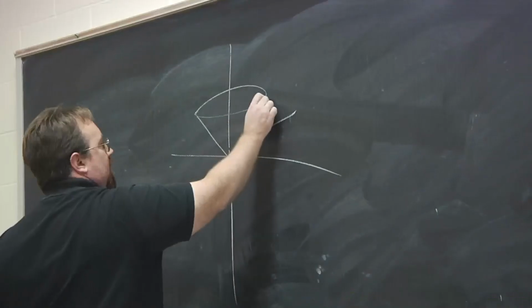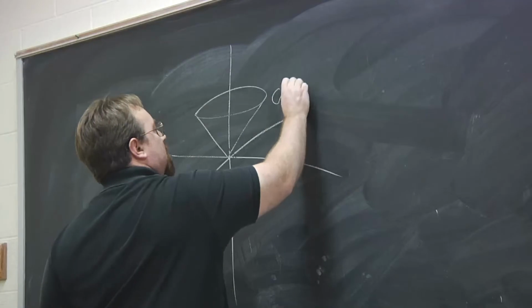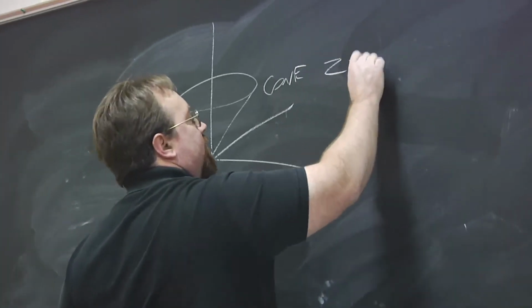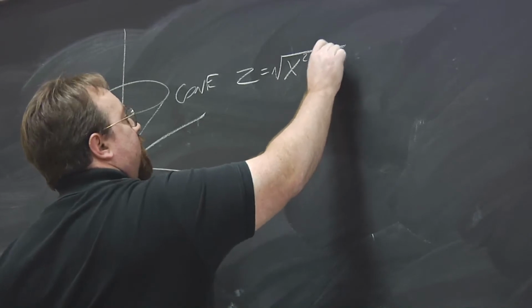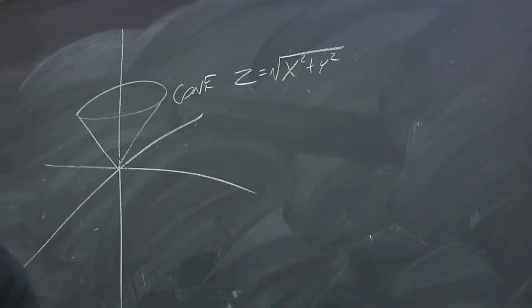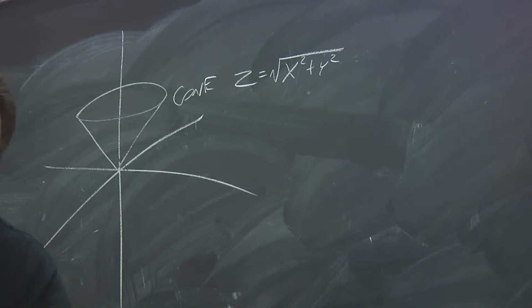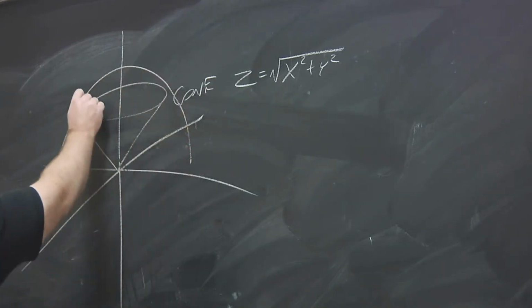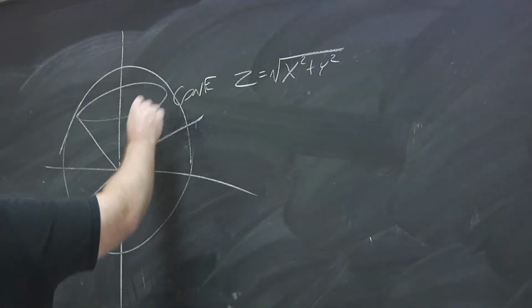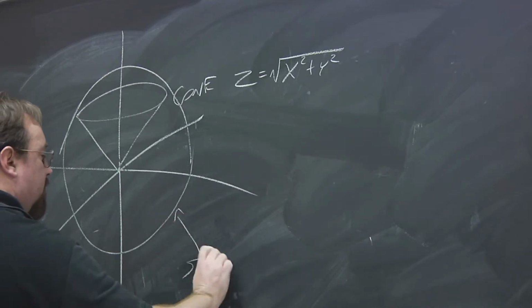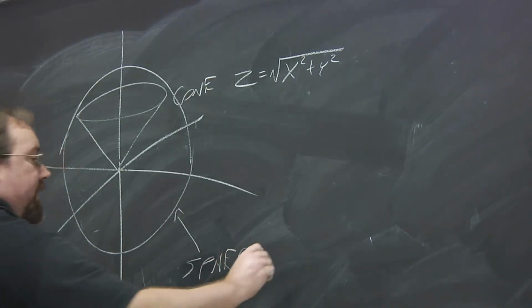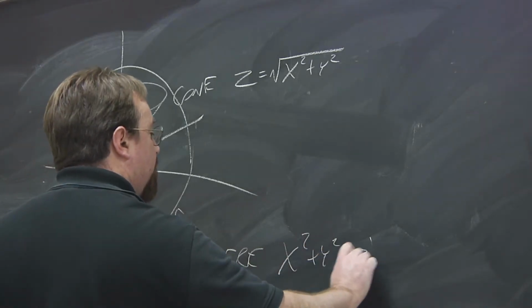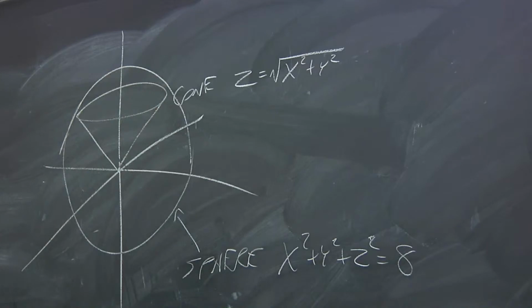We ended up with a cone defined by this equation, z is equal to the square root of x squared plus y squared. And then we have a sphere on top of that. All right, this is not a very good sphere. So the sphere is defined by the equation x squared plus y squared plus z squared is equal to 8.